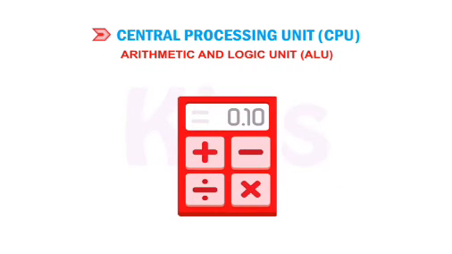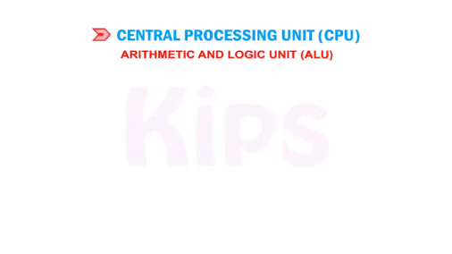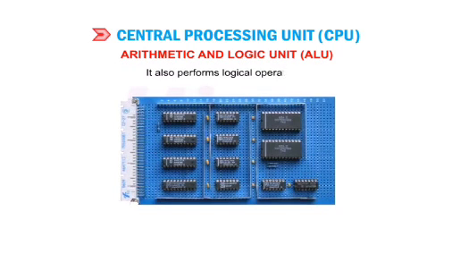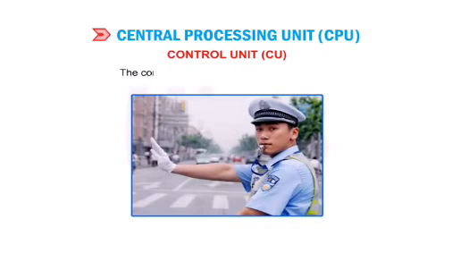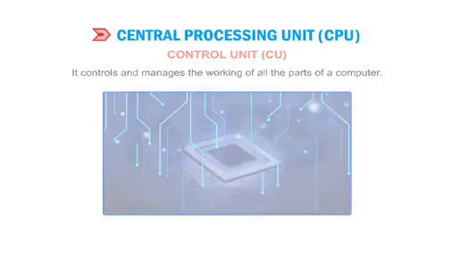Arithmetic and logic unit, ALU. This unit performs all arithmetic calculations like addition, subtraction, multiplication, and division. It also performs logical operations. Control unit, CU. The control unit works like a traffic policeman. It controls and manages the working of all parts of a computer.